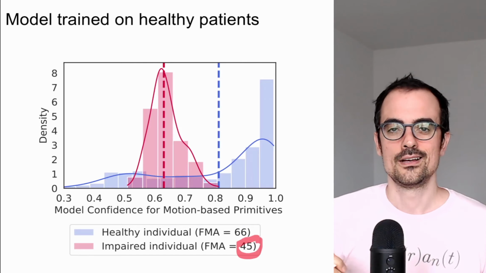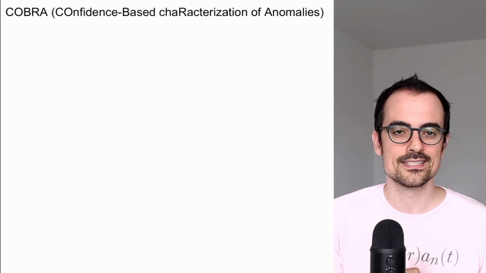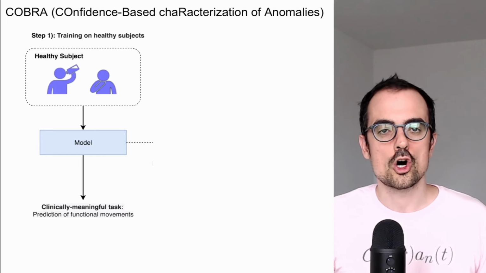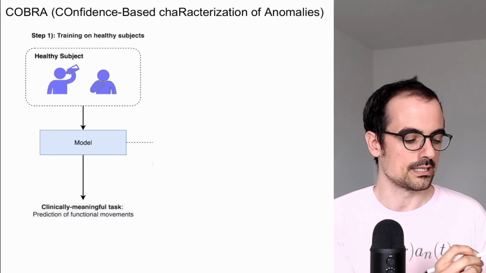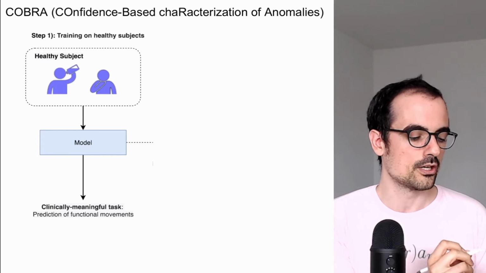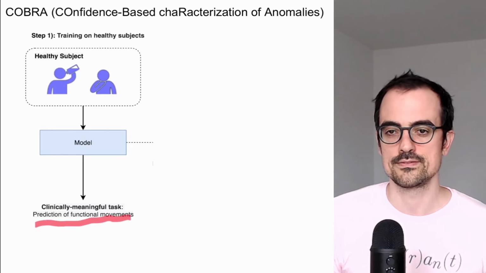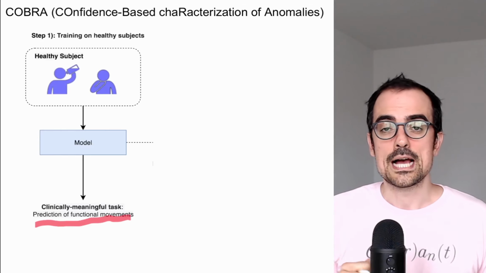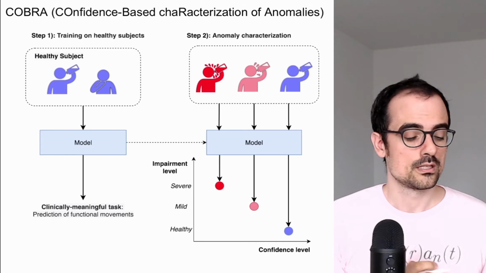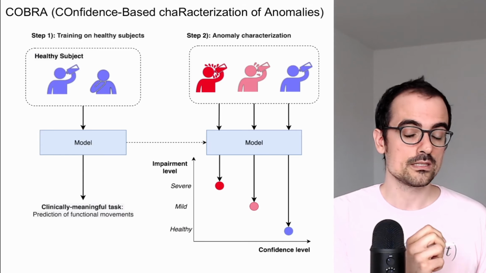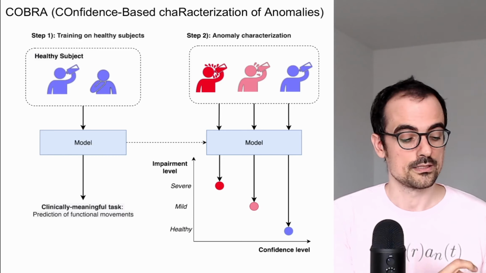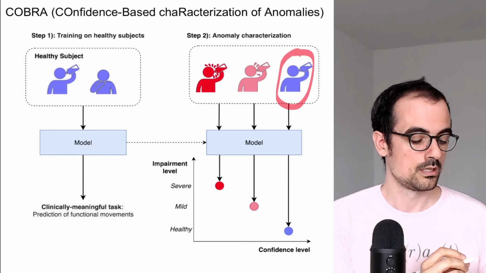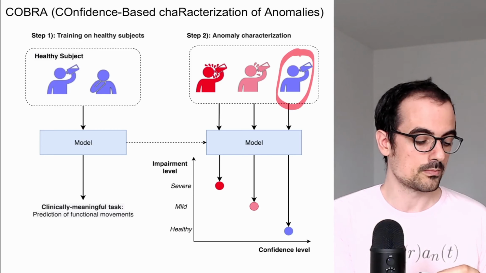So let's recap what our method is, our COBRA method. First, we train a model on healthy subjects for a clinically meaningful task. In the case of stroke, that is prediction of these functional movements, these functional primitives that I talked about, these 5 primitives. And then we apply the model on different subjects that have different degrees of impairment, and we observe the model confidence. So for this patient over here, they're healthy, they're performing normal motions, the model confidence is high.